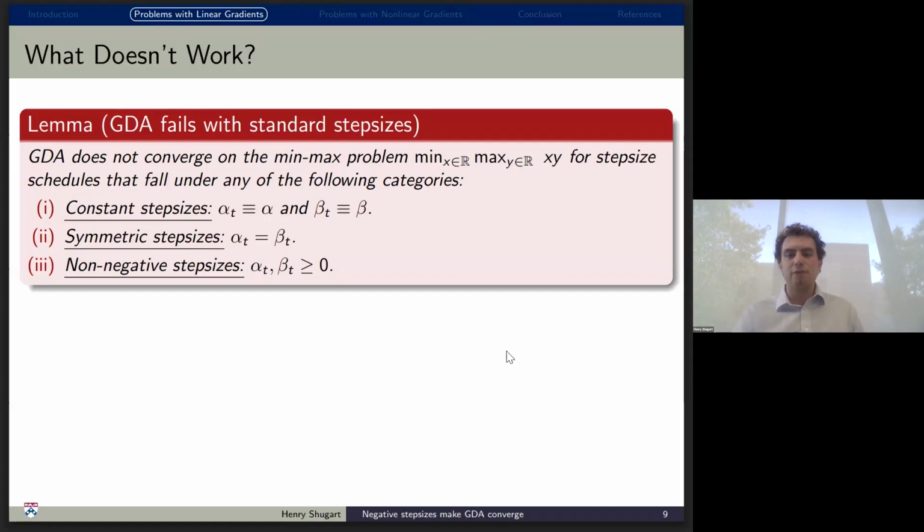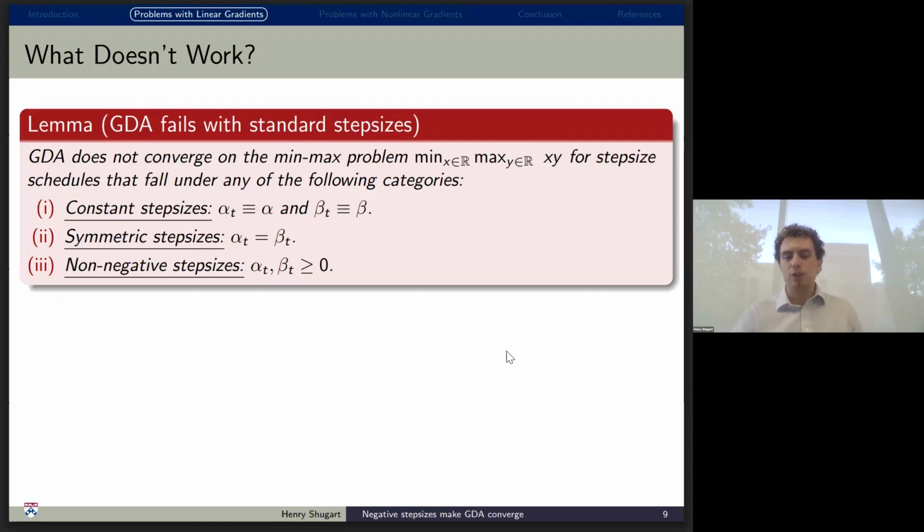So GDA will fail to converge even on the simple problem min x, max y, xy for any of the following step size schedules. Constant step sizes, where alpha and beta are taken to be constant over iterations. Symmetric step sizes, where alpha and beta are equal to each other on every step. Or, perhaps most surprisingly, if alpha_t and beta_t are taken to be non-negative on every iteration. So if we're always moving in what seems to be the correct direction of the gradient, we're going to provably diverge, even on a simple problem like min x, max y.